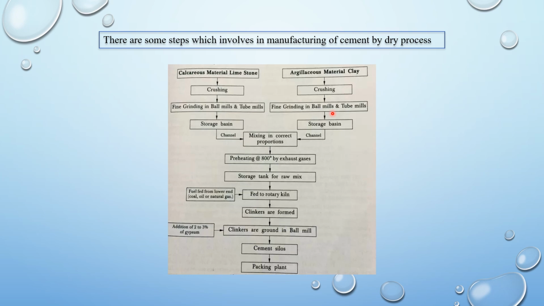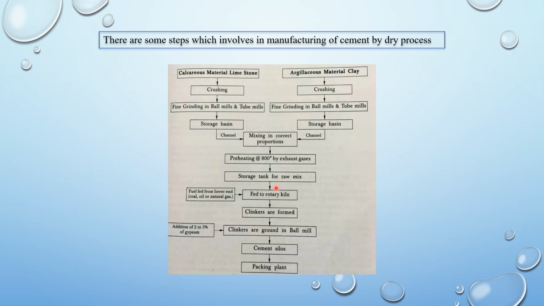After the blending and the homogenization, these raw materials are fed into the storage basins. From these storage basins, both of these raw materials are fed in the correct mixing proportions, from where they are heated up to 800 degrees centigrade, and different gases will be evolved from here. After the heating, these are fed into the storage tank for the raw material, from where it is fed into the rotary kiln.